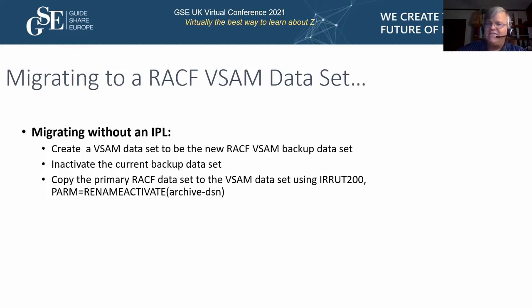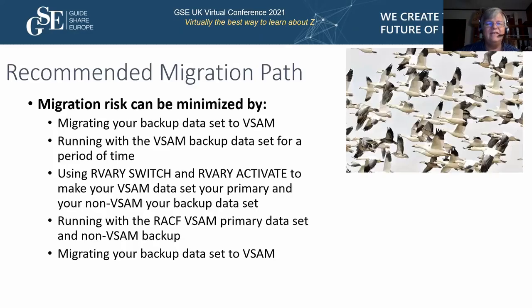We'll talk about rename activate in a little bit of detail in a moment, but the concept is that you're going to copy that primary RACF data set into that VSAM data set. Then, under the covers, IRUT200 is going to rename that VSAM data set to become your backup data set, and rename your backup data set to the archive-DSN name that you specify on PARM=RENAME ACTIVATE. That's how you'll do this without an IPL. Then of course you'll have to RVARY ACTIVATE your backup data set. I should have put this on the slide. I apologize.